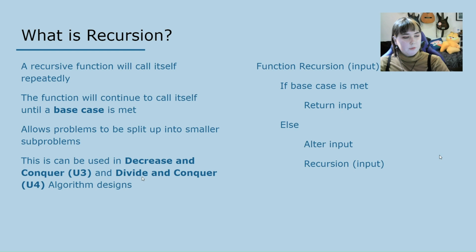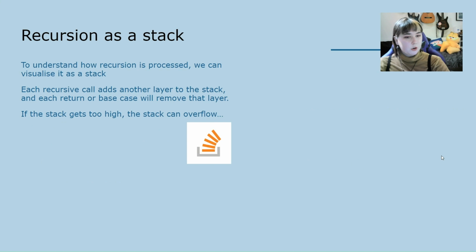So let's have a look at this recursive function here. If the base case is met, we return the input. So this is our base case, and it ends the recursive loop. Otherwise, it's going to do a recursive call and start the function over, and it could do more than one recursive call. So we can think of recursion as a stack. To understand how it's processed, we can visualize it this way. Each recursive call adds another layer to the stack, and each return or base case will remove that layer. If the stack gets too high, the stack can overflow.